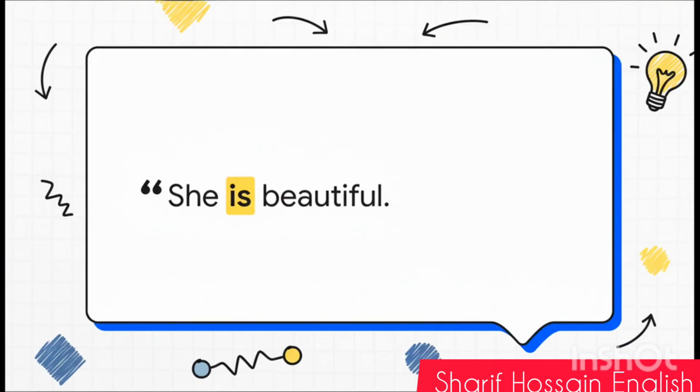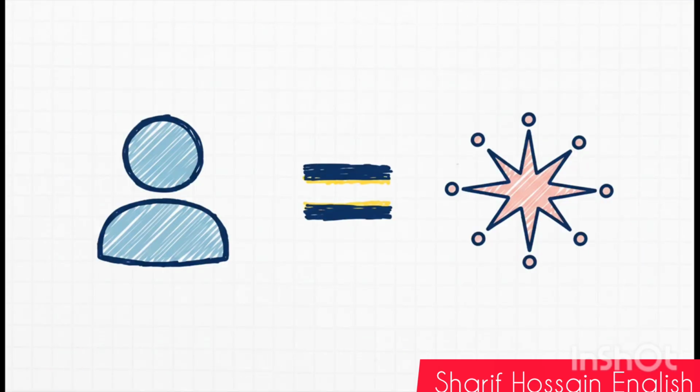A classic example is this: she is beautiful. Think about it. She's not really doing anything in that sentence, is she? The word is doesn't show any action. It just works like an equal sign. It's saying she equals beautiful. It connects the subject, she, to her description, beautiful. That's the whole job of a linking verb.